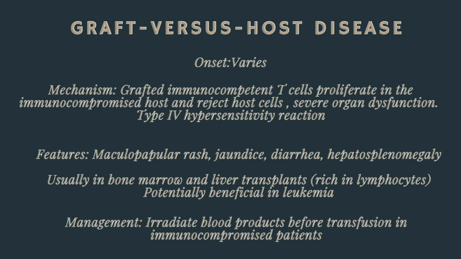What are the features here? There's maculopapular rash, there's jaundice, there's diarrhea, there's hepatosplenomegaly. So these are usually seen in organs that are rich in lymphocytes. This can be potentially beneficial in leukemia patients. So how do we manage it? By irradiating the blood products before transfusion in immunocompromised patients.